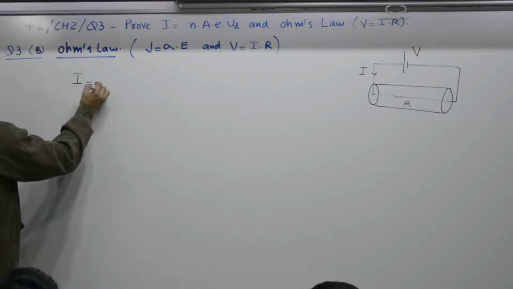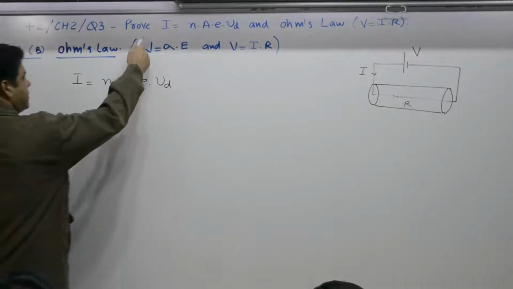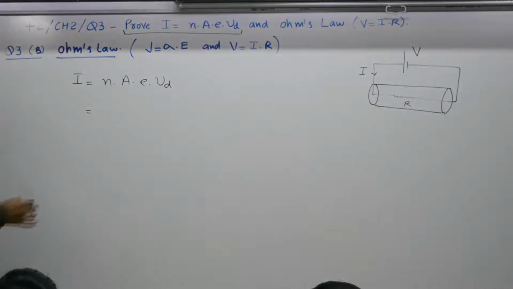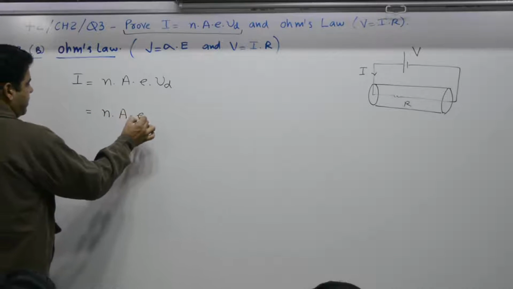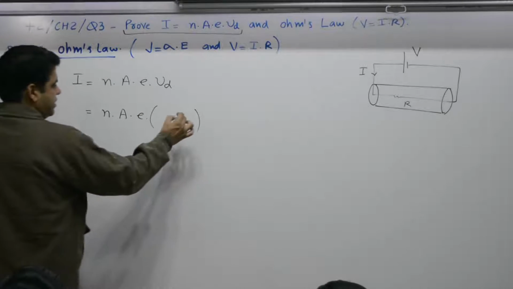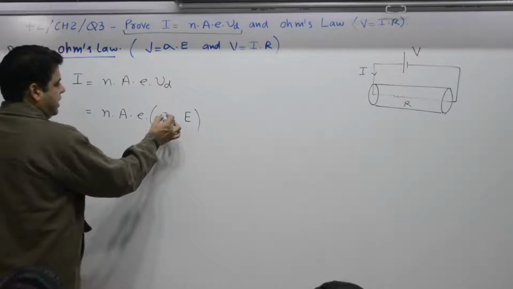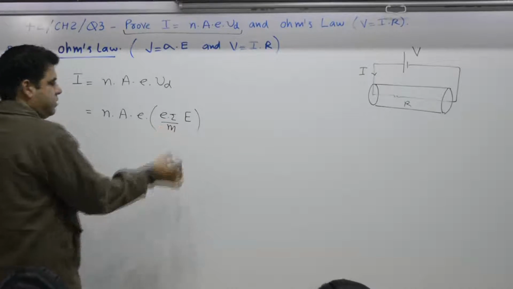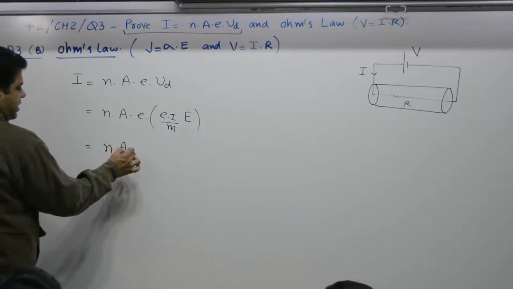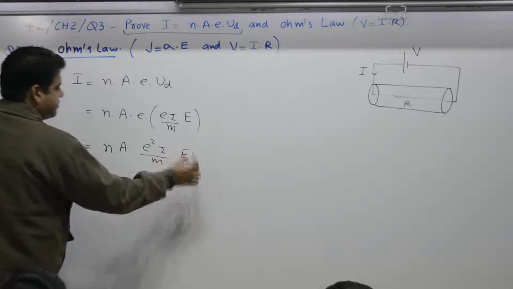I is equal to nAeVd. You have already proved this in the previous part, the A part. nAe, what is the value of Vd? You covered yesterday: mobility times E. Correct? What was mobility equal to? e tau by m. Now it is nAe square tau by m into E.